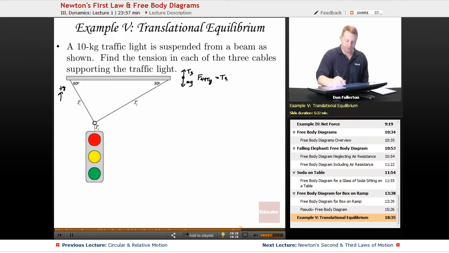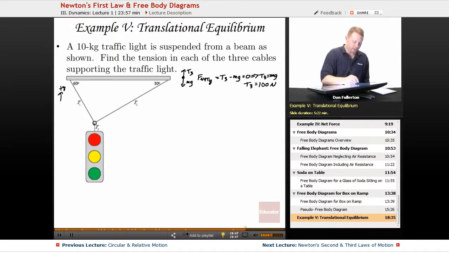I've got T3 positive minus mg, and because it's just sitting there, at equilibrium with no acceleration, the net force is going to be equal to 0. There's no net force. Therefore, I can state that T3 equals mg, or T3 is going to be equal to m, 10 kilograms, times g. We'll round that off to 10 meters per second squared, or 100 newtons.